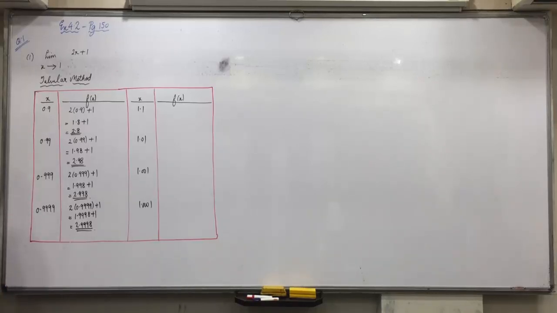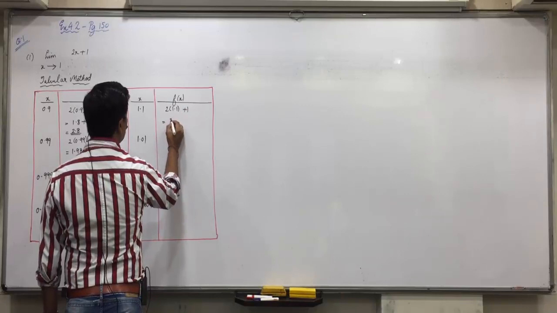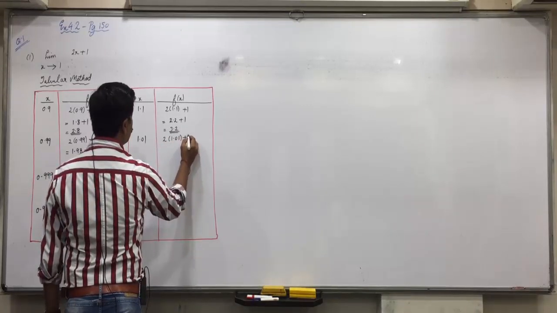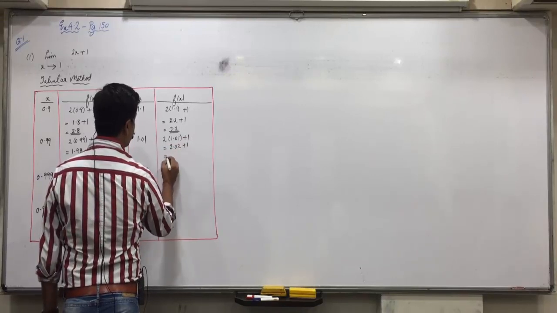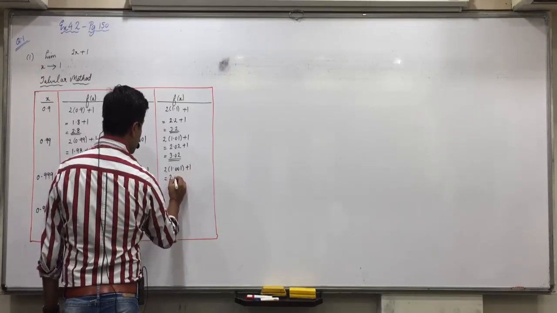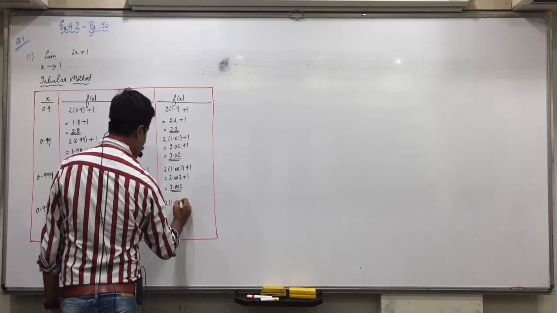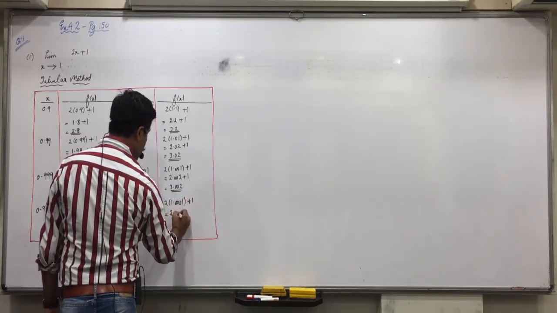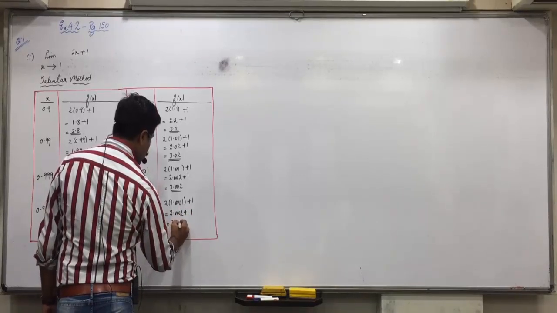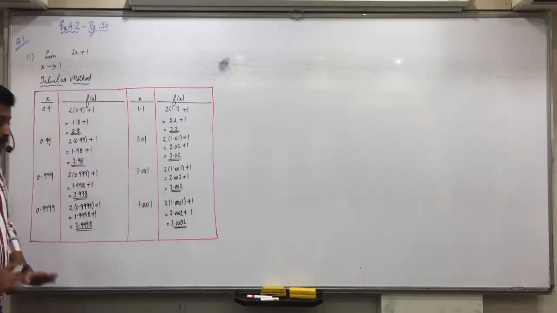Any confusions? Then 1.1 now. So 2 into 1.1 plus 1, 2.2 plus 1, 3.2. 2 into 1.01 plus 1, 2.02 plus 1, 3.02. 2 into 1.001 plus 1, 2.002 plus 1, 3.002. 2 into 1.0001 plus 1, 2.0002 plus 1, 3.0002. You'll find that as x is going towards 1, f(x) is going towards 3. And that is what we have concluded here.